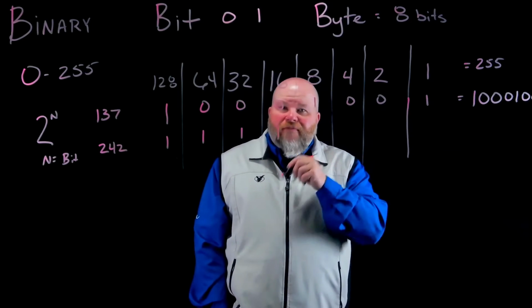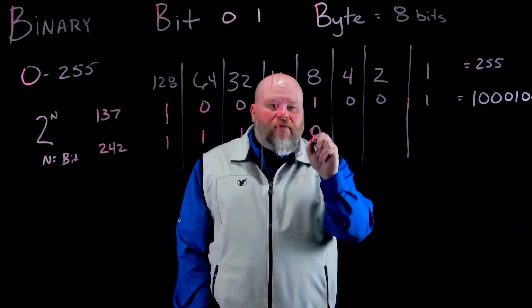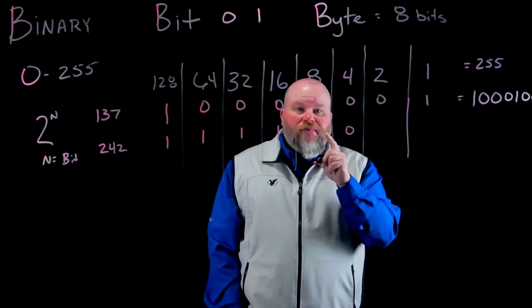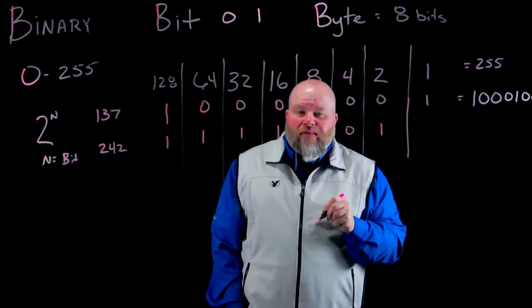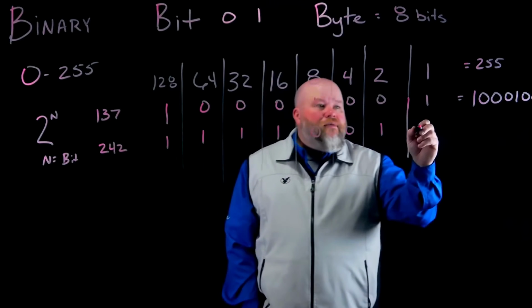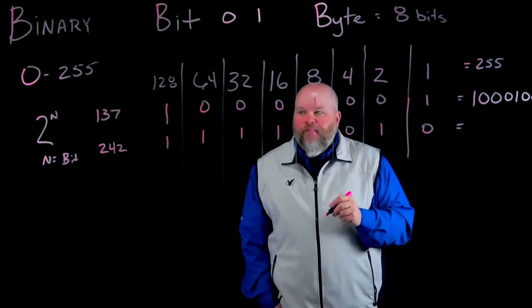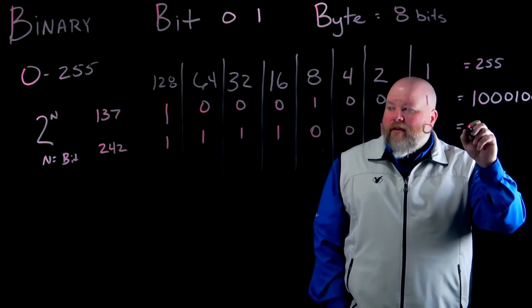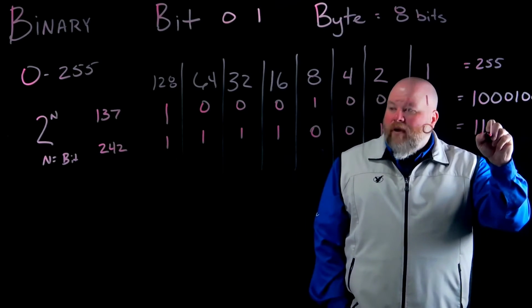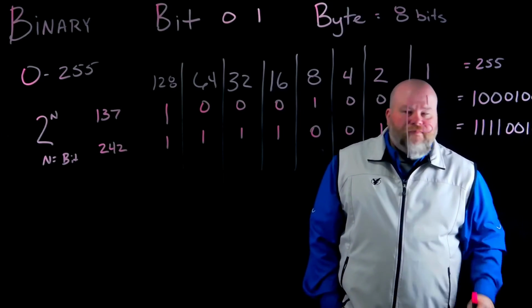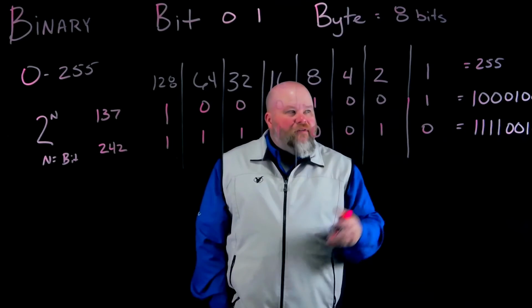Can we subtract 8 from 2? No, we can't. Can we subtract 4 from 2? No, we can't. 2 from 2? Yes, we can. And our remainder is 0, making that last bit a 0. So our new binary is 11110010. And that is binary for 242.